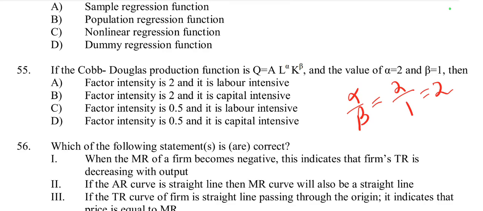Since the exponent of labor, alpha, is greater than the exponent of capital, beta, the production function is labor intensive. So factor intensity is 2 and it is labor intensive, so option A is right here.